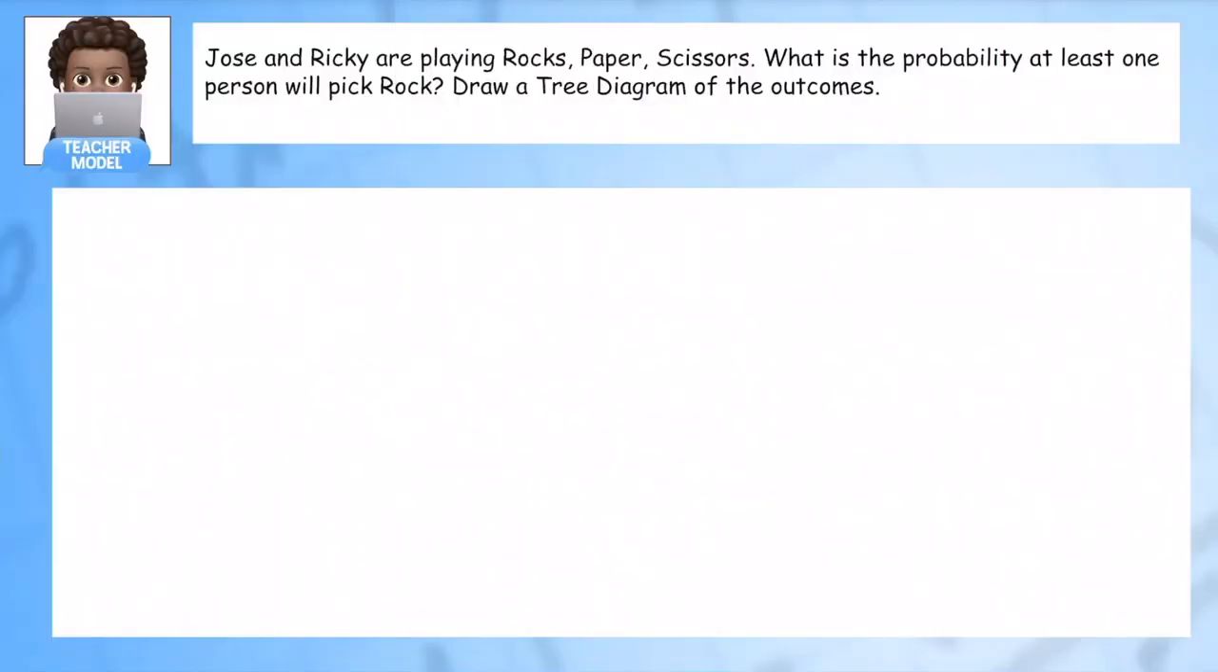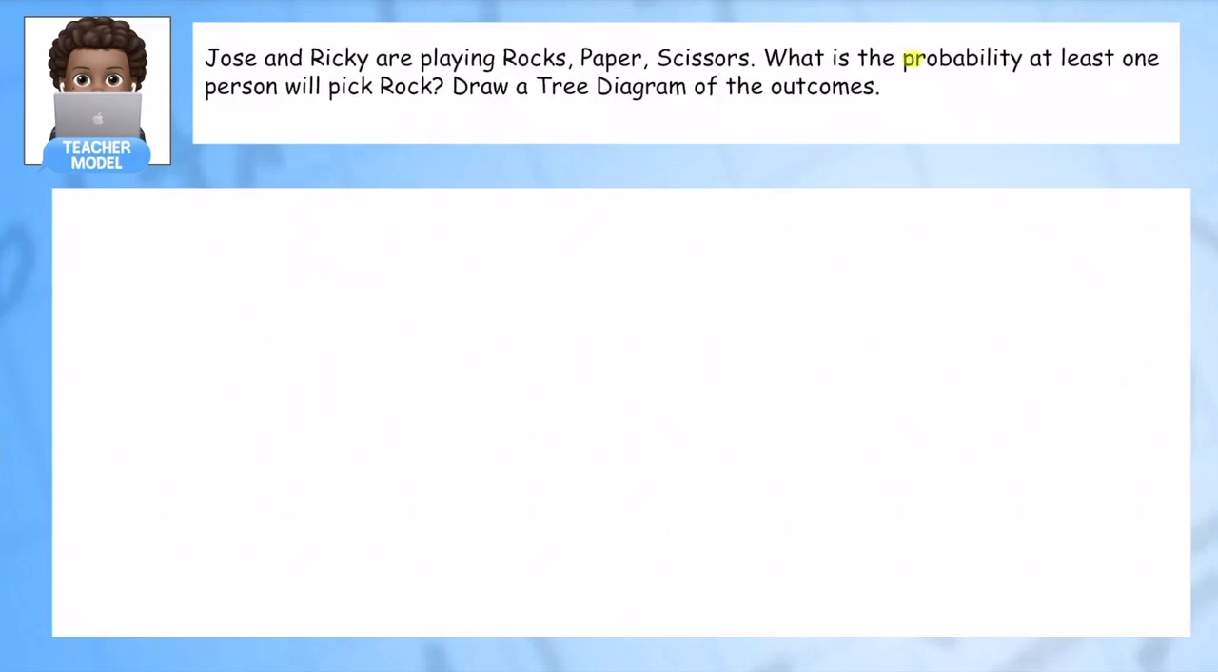When we have one event, we can make a list of outcomes. But when we have 2 events, we have even more possible outcomes. So let's take a look at how I use a visual to show all the possible things that can happen with 2 events. Jose and Ricky are playing rock, paper, scissors. What is the probability at least one person will pick rock?